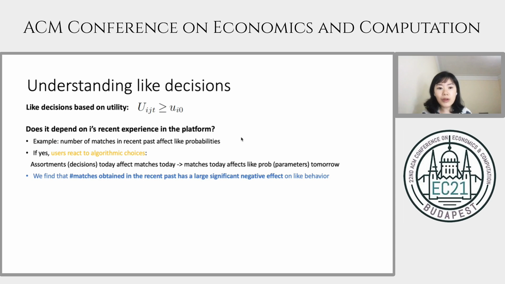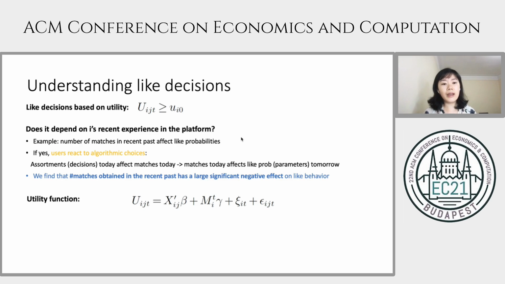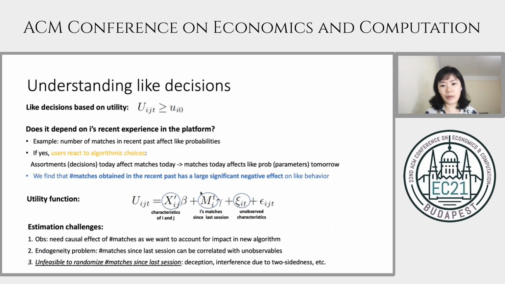As a preview, what we find is that the number of matches obtained in the recent past has a large and significant negative effect on like behavior in the current period. We want to estimate users' utility function, U_ijt, in a linear form. The main thing that we want to estimate is this gamma coefficient, which is the coefficient on i's matches since last session.